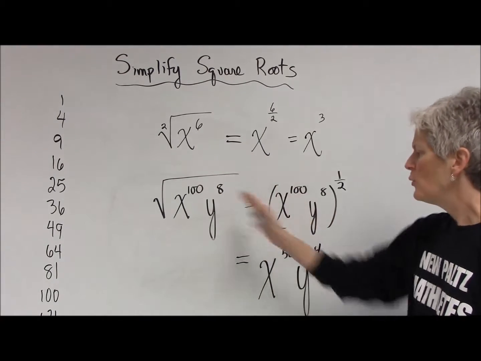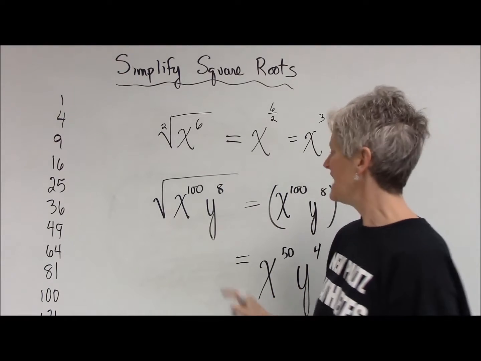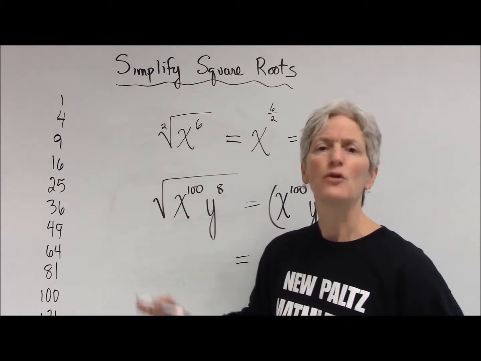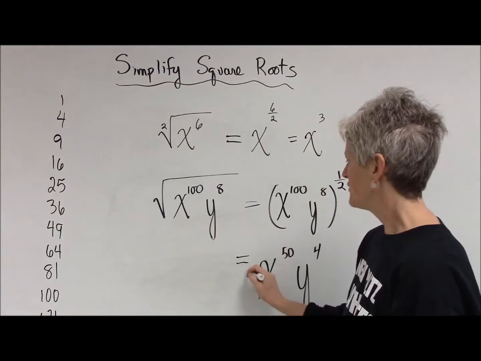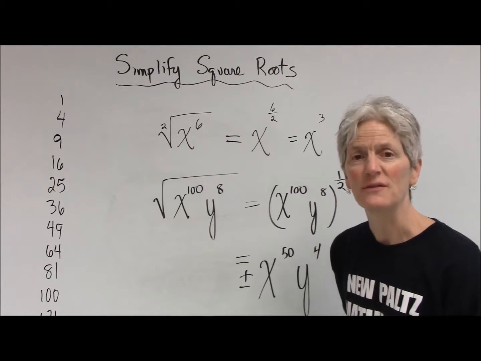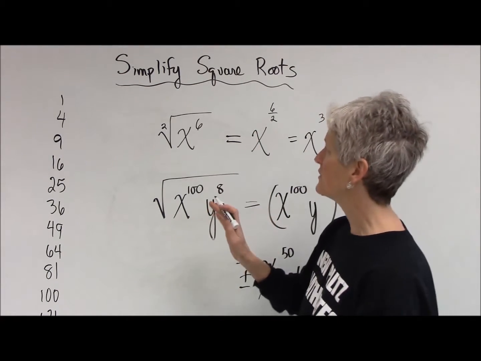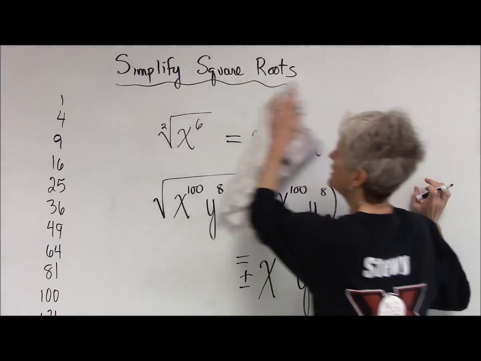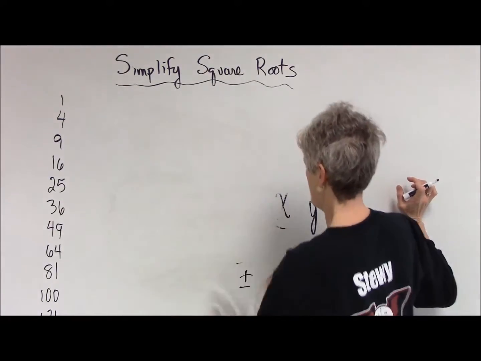And again, we're assuming for our purposes that all of the variables that we're using are positive or greater than 0. Okay? So if we weren't assuming that, we'd put a little plus or minus in front of everything. But for our purposes, we're going to assume that our variables are greater than 0. Okay?